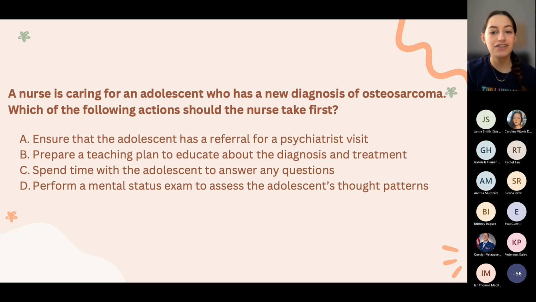All right. A nurse is caring for an adolescent who has a new diagnosis of osteosarcoma. Which of the following actions should the nurse take first? Ensure that the adolescent has a referral for a psychiatrist visit, prepare a teaching plan to educate about the diagnosis and treatment, spend time with the adolescent to answer any questions, and perform a mental status exam to assess the adolescent's thought patterns.